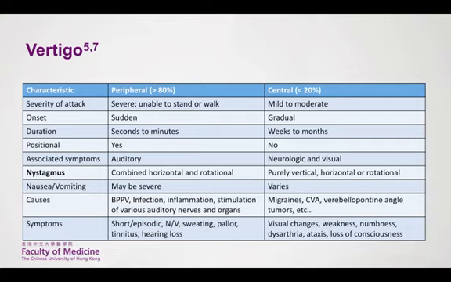It may also be associated with tinnitus, hearing loss, auditory fullness, or facial nerve weakness. In central vertigo, autonomic symptoms are less severe and hearing loss is uncommon. It has a gradual onset and is associated with neurologic symptoms such as visual changes, weakness, numbness, dysarthria, ataxia, and loss of consciousness.